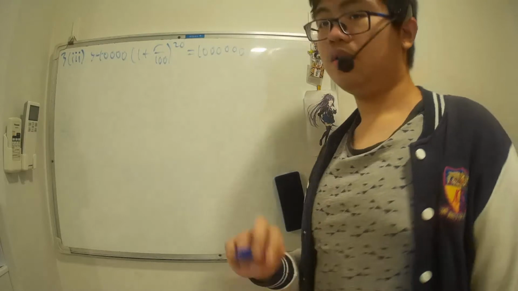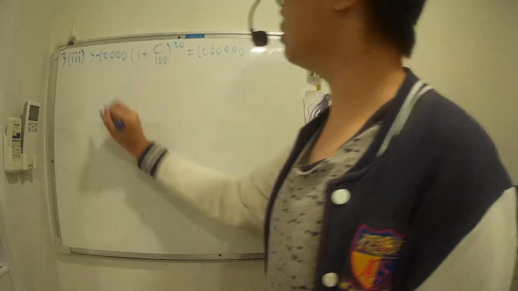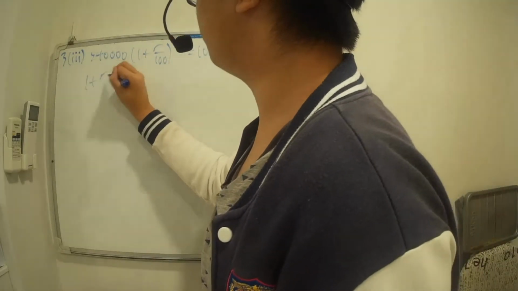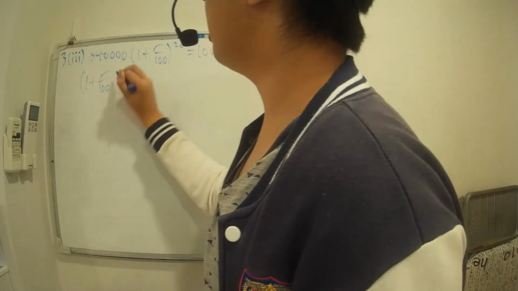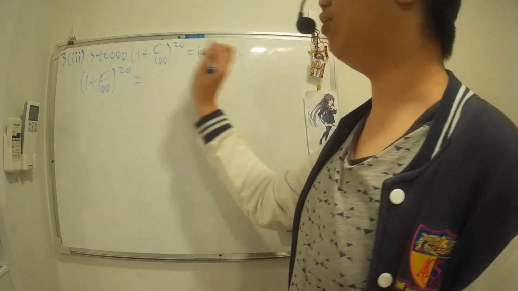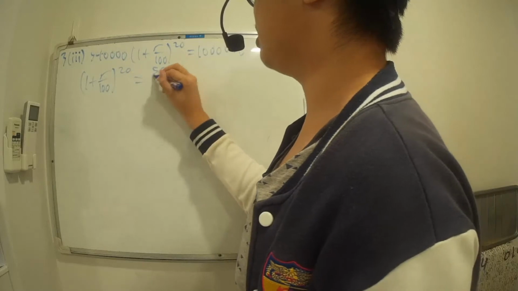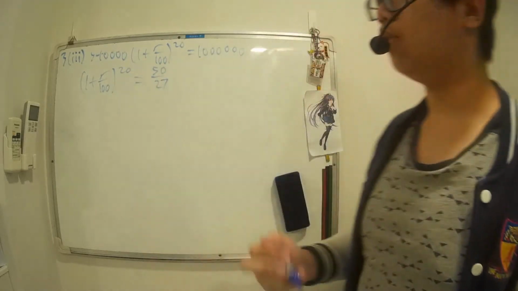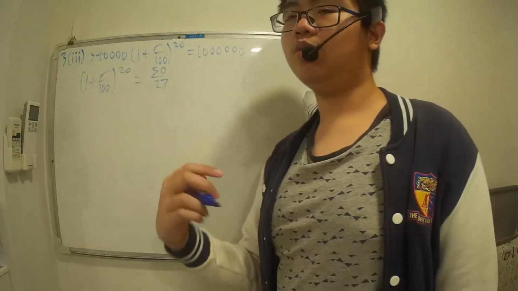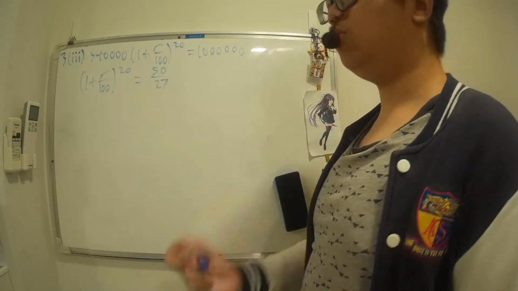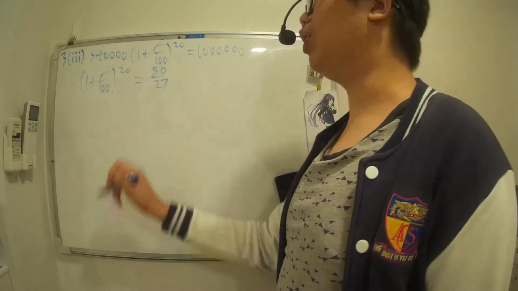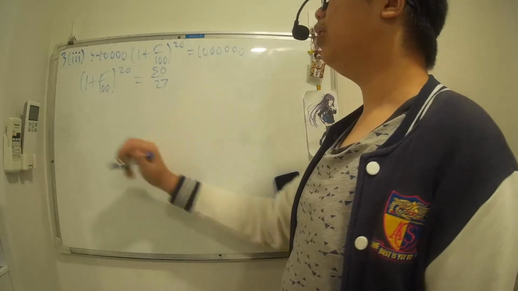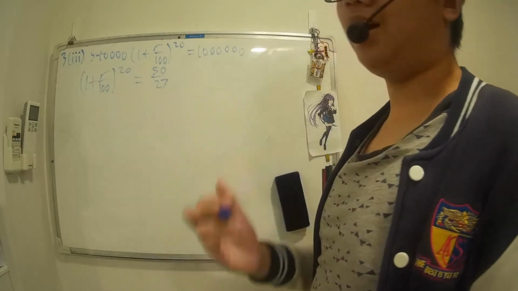So let's isolate this. 1 plus R over 100 raised to the 20th power will be this divided by this, again 50 over 27. So 1 plus R over 100, how do we solve for R? I'm going to raise both sides to the 1 over 20th power. This cancels out. Then I will subtract 1, then multiply the whole thing by 100.